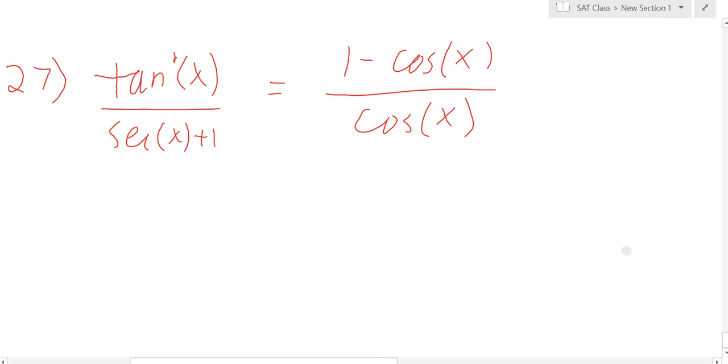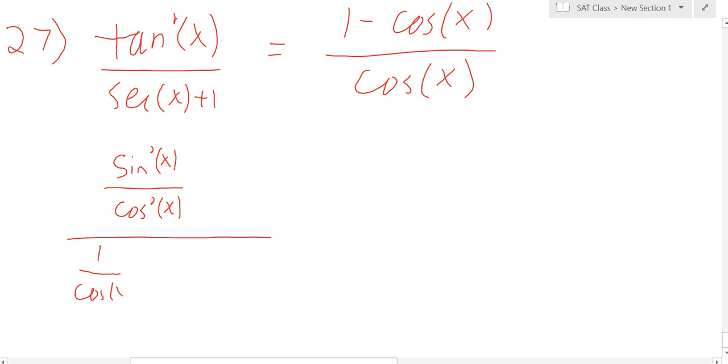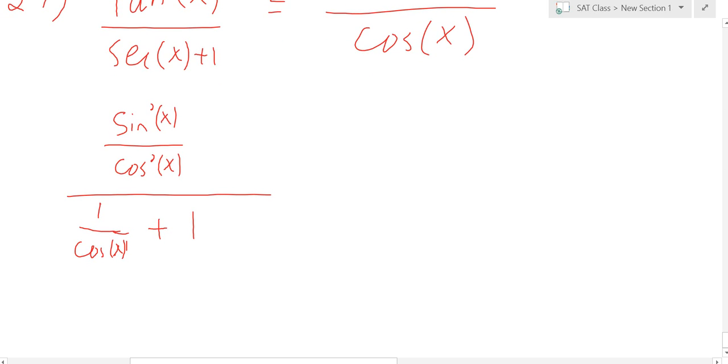But we could also, at this point, since the right side's all cosines, switch the left side to all sines and cosines as well. Okay? There's probably quicker ways to do it, but let's not worry about that right now. So we're going to switch this left side to sine squared over cosine squared over 1 over cosine plus 1. Is that right?